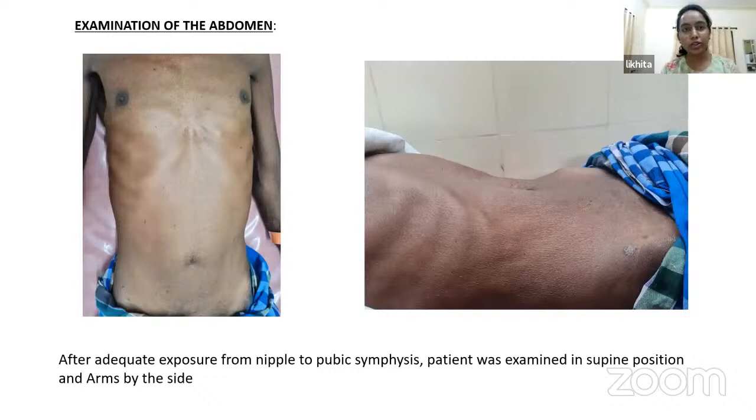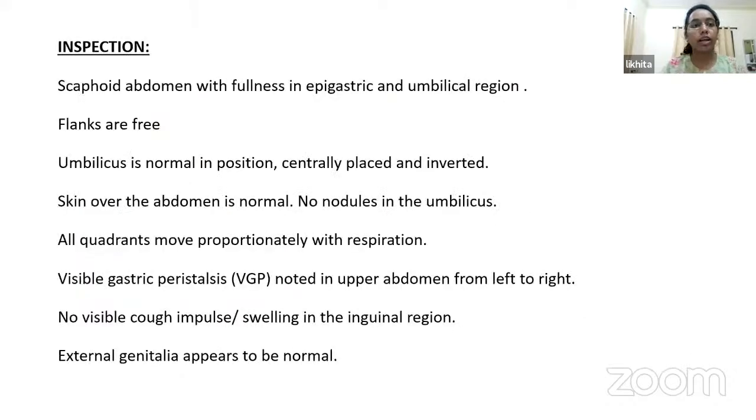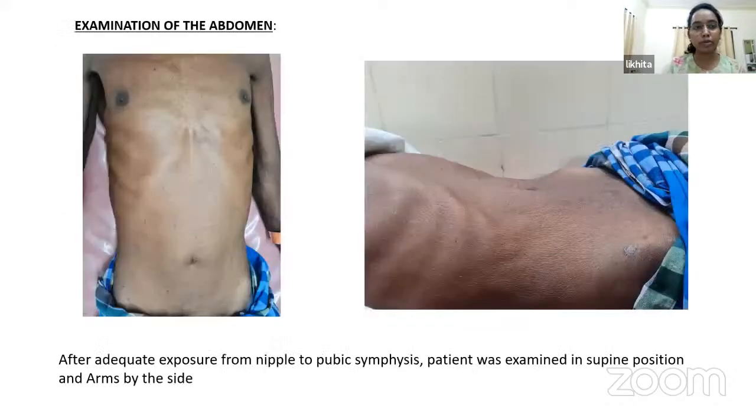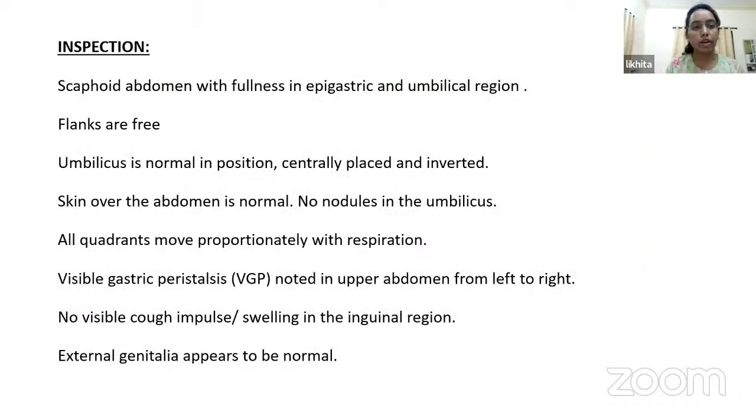This is the examination of the abdomen. I examined after adequate exposure from nipple to pubic symphysis. The patient was examined in a supine position with arms by the side. As the previous pictures showed, on inspection it was a scaphoid abdomen with fullness in the epigastric and umbilical region, and flanks were free. Umbilicus is normal in position, centrally placed and inverted.